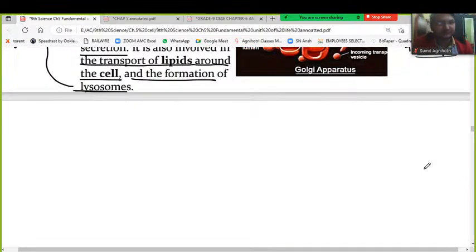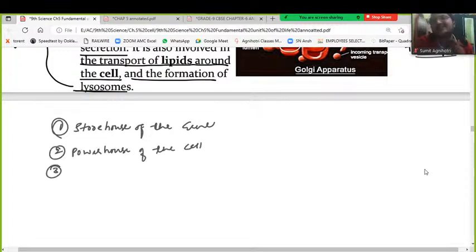The question may be, which is the storehouse of the gene? Can you tell me which cell organelle is the storehouse of the gene? Storehouse, not powerhouse. Storehouse of the gene, I'm saying. Genetic material, I'm saying.